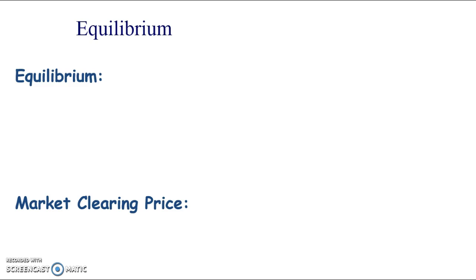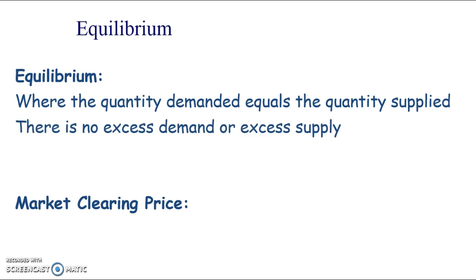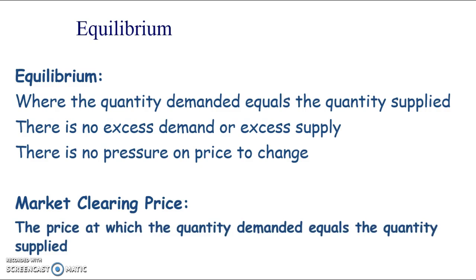So key terms now: equilibrium is where the quantity demanded equals the quantity supplied. It can also be known as the place where there is no excess demand or excess supply, and we'll go into what those two terms mean in a second. And at the equilibrium, there's no pressure on the price to change. This is also known as the market clearing price. This is the price at which quantity demanded equals quantity supplied. And at this point, there's no pressure on the price to change, as I've just said. But at this point, when you're looking at it from the market clearing price, it should mean that all the products supplied have also been demanded and purchased at that point.